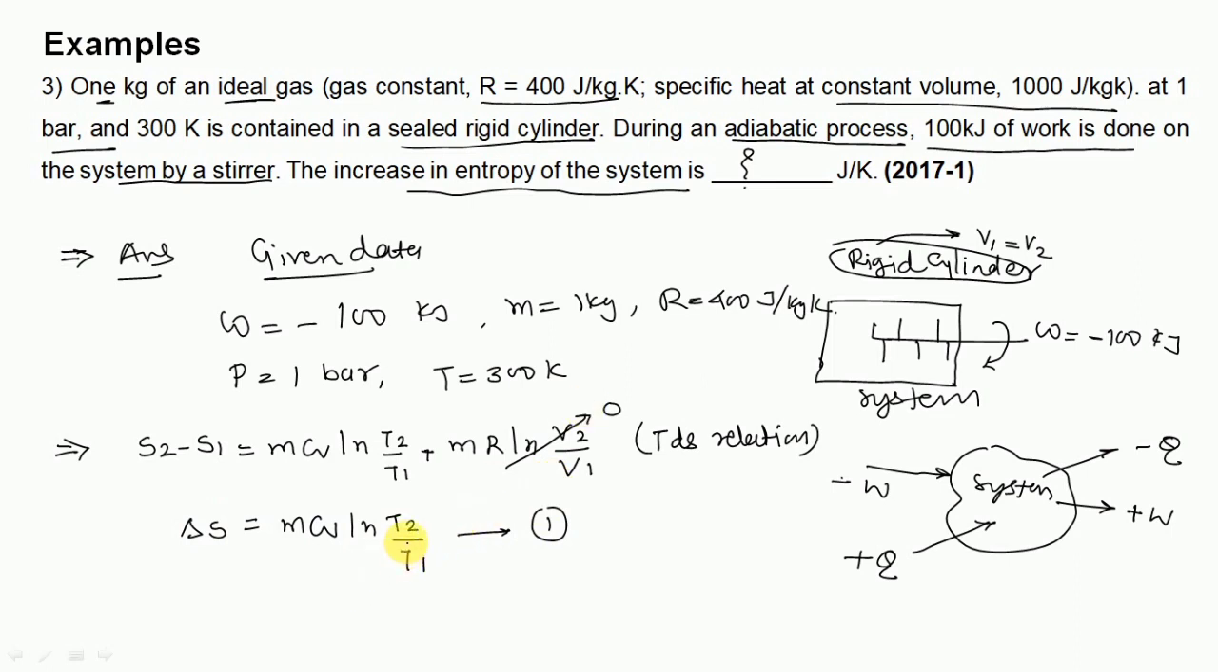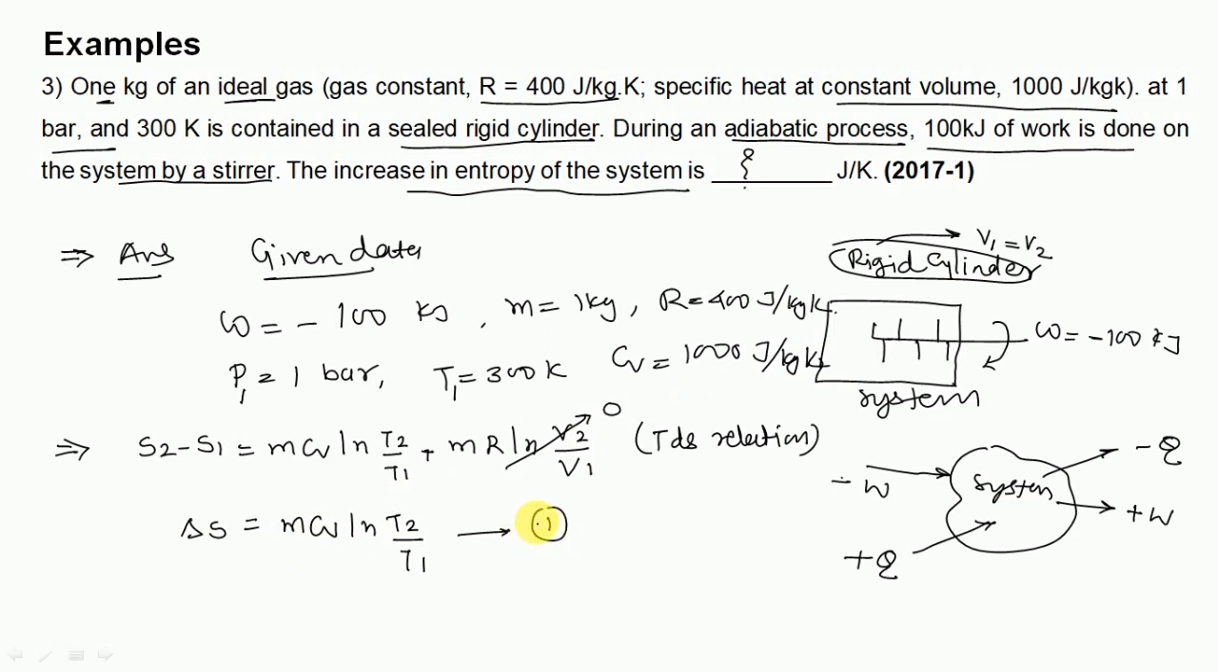But here we have the initial pressure P1 and temperature given, but we don't know T2. Also CV is given, and the CV value is 1000 joule per kg Kelvin. So we have m, CV, ln, T2 and T1. T1 is there, but T2 is not there. So we need to find the value of T2. How can we find the value of T2?